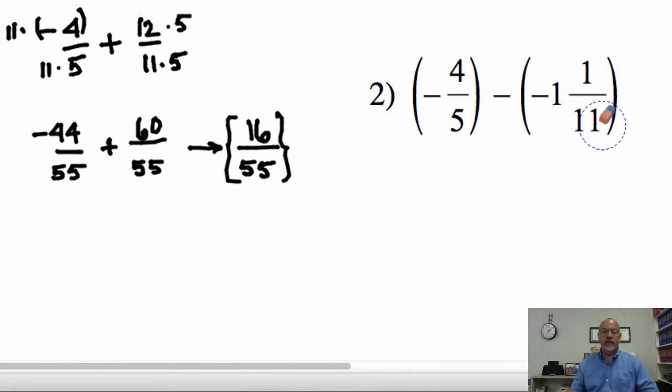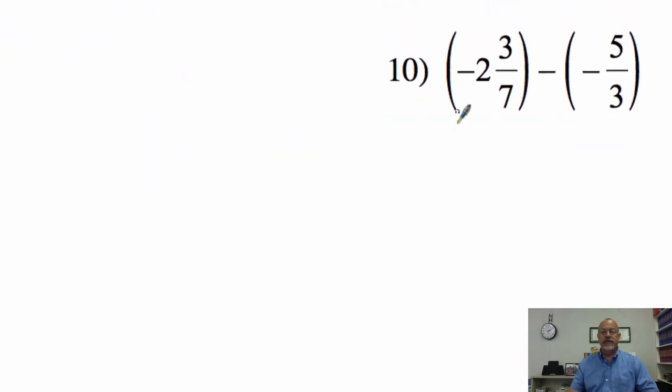I'm going to do one more example so you get the idea, and then you can tackle your worksheet. Looking at number 10 down here, we have a mixed number to begin with, so we'll want to change that into its improper fraction form. So 2 times 7 is 14, plus 3 is 17 over 7, and the fraction is still negative. And then I have this negative times a negative, which makes that positive, and then I have 5/3.